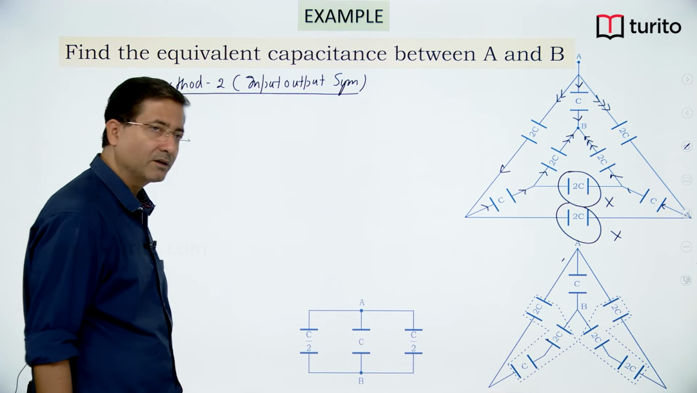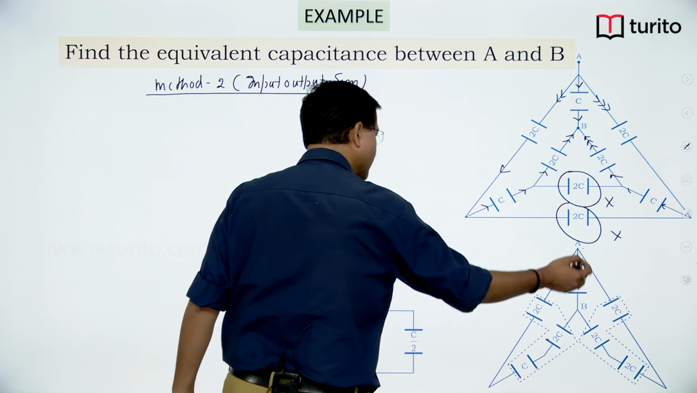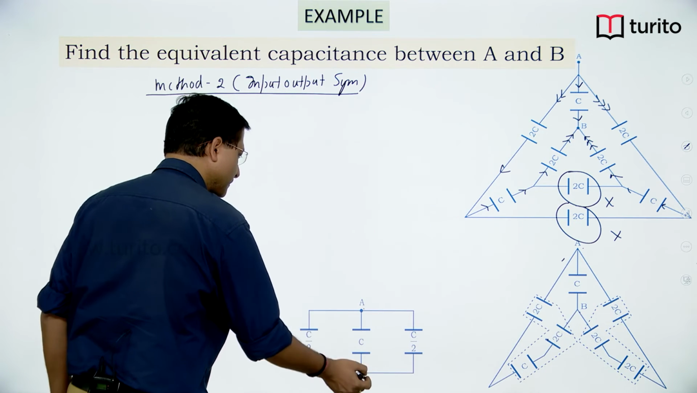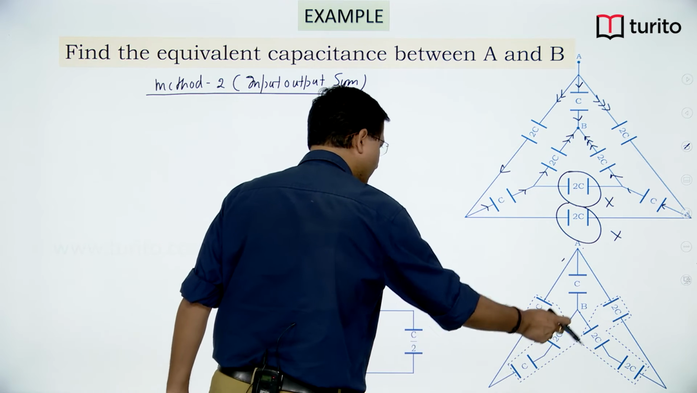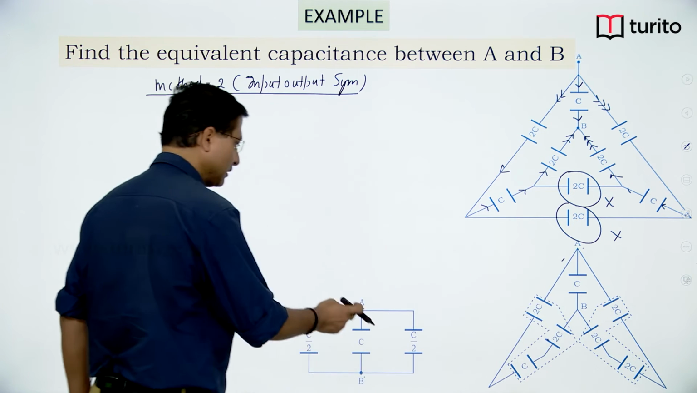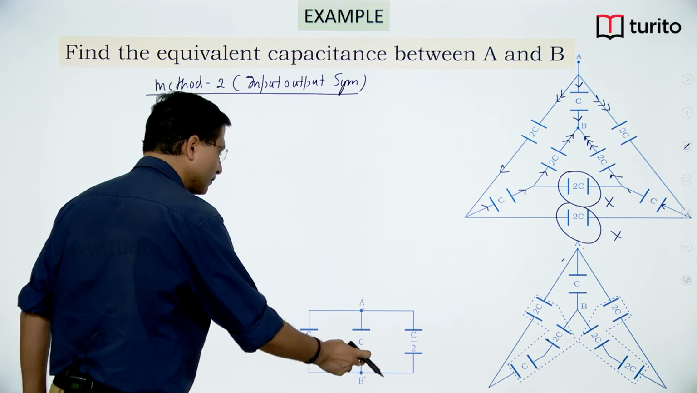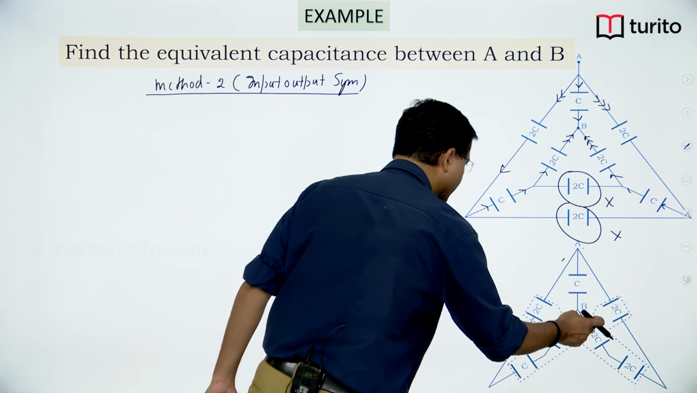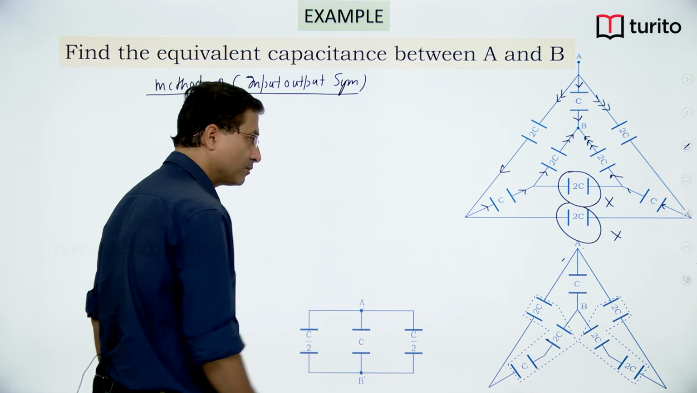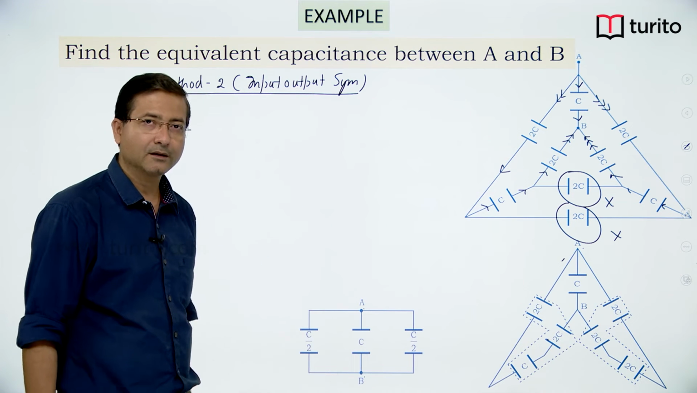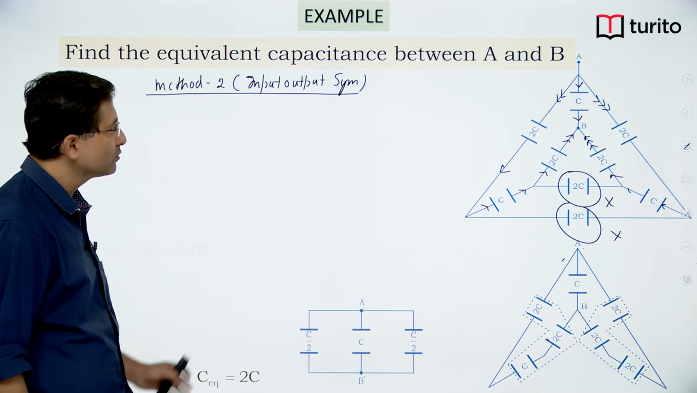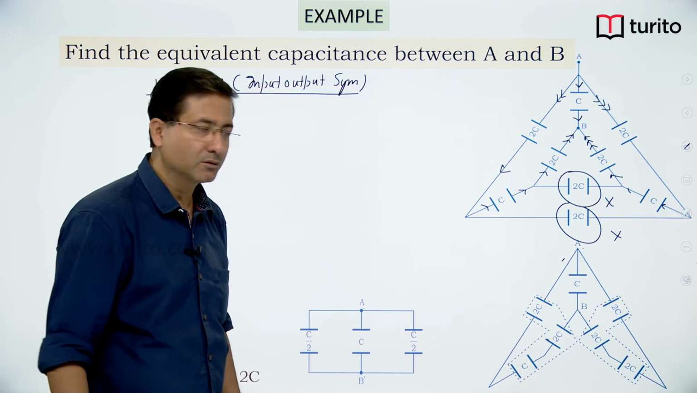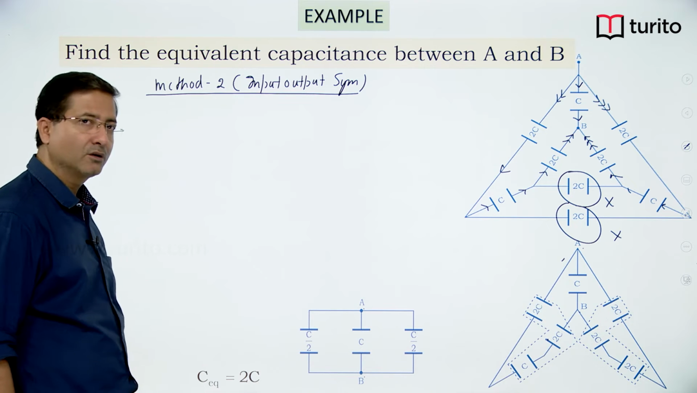So, I can further simplify AB. I am drawing here, this capacitor here, this whole branch is C by 2 and this whole branch is C by 2. Now, all three are connected in parallel, you will get capacitance 2C. So, with the previous method we got 2C and with this method we are also getting 2C.